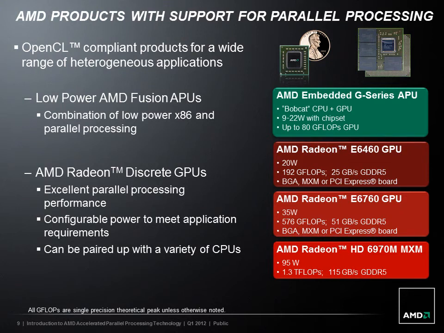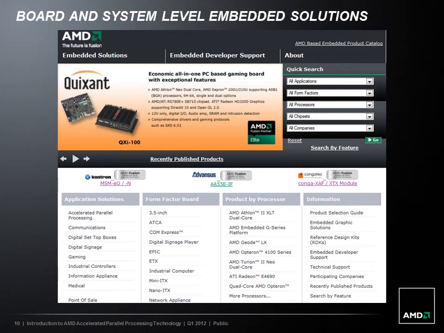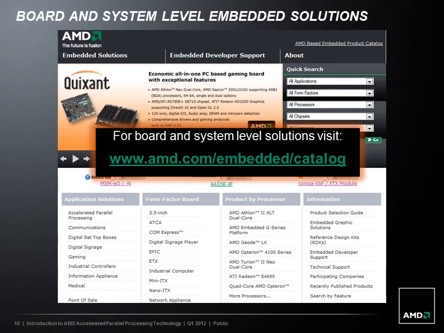As well, AMD Embedded Discrete GPUs offer a range of options in chip or board-level solutions. These solutions offer excellent parallel processing capabilities, ranging from 192 gigaflops to over 1.3 teraflops. There are a number of standard off-the-shelf boards built around AMD APU and discrete graphics technology that support AMD Accelerated Parallel Processing Technology. For a listing of these board-level solutions, please visit the AMD-based Embedded Product Catalog and select Accelerated Parallel Processing from the application list. The listed solutions can be sorted by form factor, processor, or application.